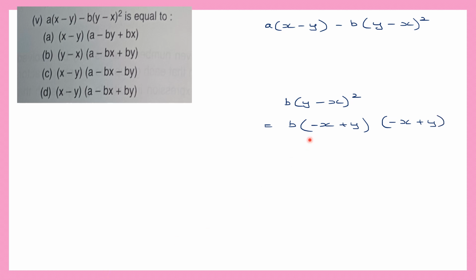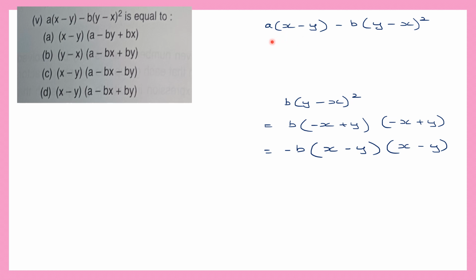Now what else is common? I can see minus is common, isn't it? So I'm going to put that minus here, along with b. So this becomes minus b. When this becomes minus b, the minus sign from here has come out. So this will become plus and this will become minus, so that I get back this. So this is plus x and this becomes minus y. Similarly here, plus x minus y, because I have taken the minus sign out. So now I've got x minus y in the same format as this.